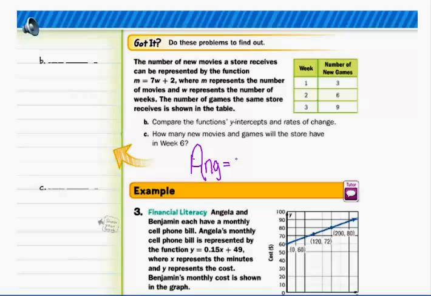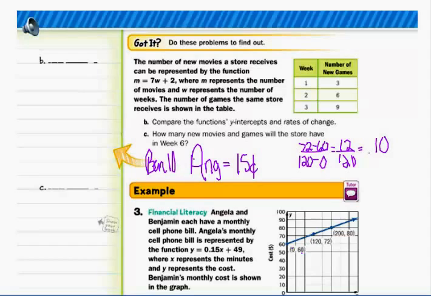15 cents per minute. Now, when we talk about Benjamin, how many cents per minute is he doing? We have to find his rate given by this. What is the rate? 72 minus 60, y2 minus y1 over x2 minus x1, which is 0. So we've got 12 over 120. If we divide that out to find his rate, it's 0.1, right? Or 10 cents. So Ben, 10 cents per minute.